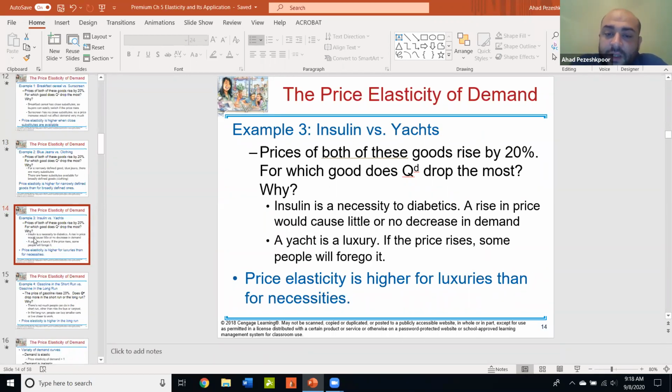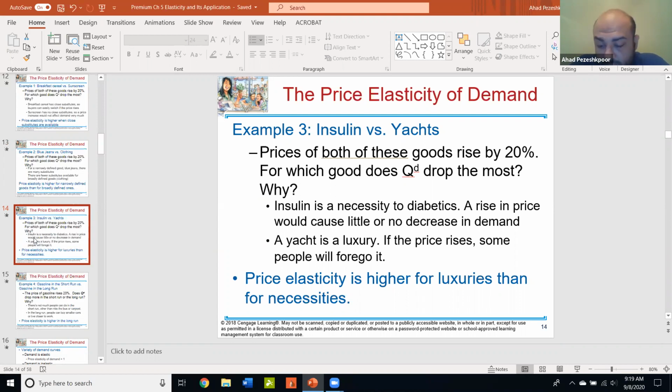Third example, insulin versus luxury boats and yachts. Price of both of these goods rise by 20%. Which one would be more elastic? Which one would be more sensitive to price changes? Think about this.